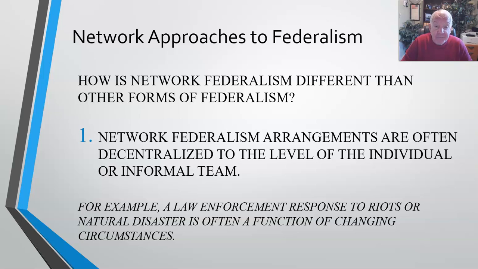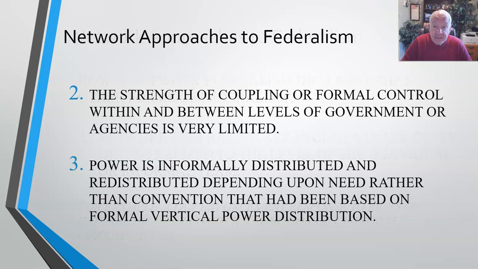First, network federalism arrangements are often decentralized to the level of the individual or informal team. For example, a law enforcement response to riots or natural disaster is often a function of changing circumstances. Second, the strength of coupling or formal control within and between levels of government or agencies is very limited. Third, power is informally distributed and redistributed depending upon need rather than convention that had been based on formal vertical power distribution.